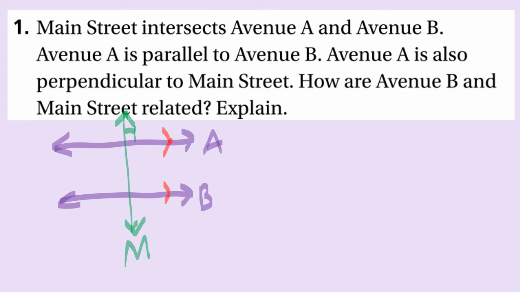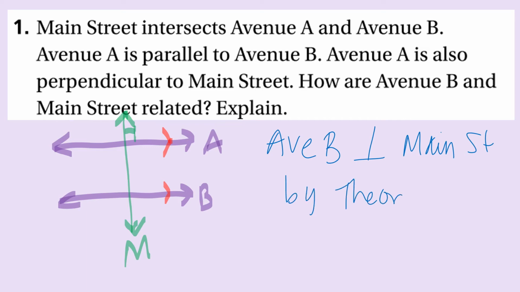How are Avenue B and Main Street related? You want to think about how if A and B are parallel and M and A are perpendicular, technically, by using Theorem 3-10, the perpendicular transversal theorem, Avenue B would also be perpendicular to Main Street, by Theorem 3-10, which states that if a line is perpendicular to one of two parallel lines, then it is also perpendicular to the other parallel line.